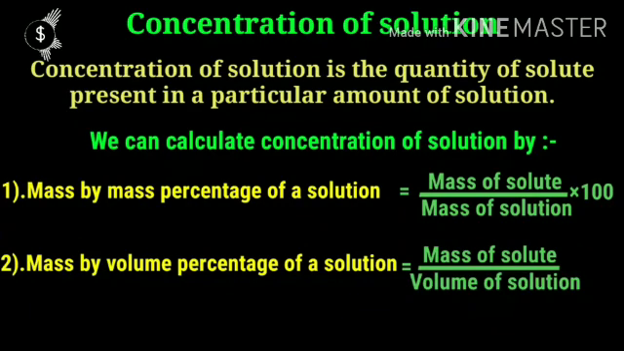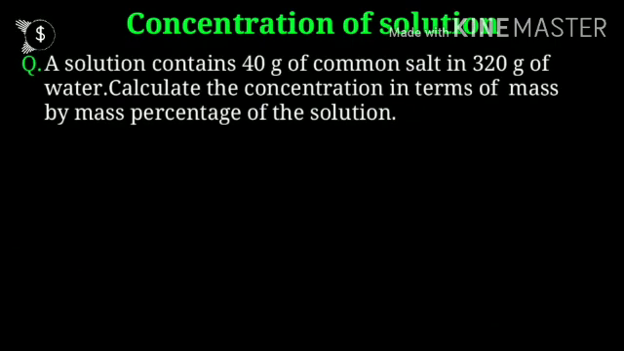Second, mass by volume percentage of a solution, then it will be mass of solute upon volume of solution into 100. What? Mass by volume percentage, mass of solute upon volume of solution into 100. So these two formulae are there. Now one numerical we will be doing.